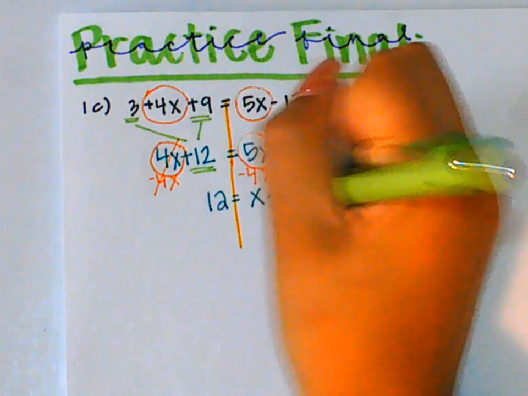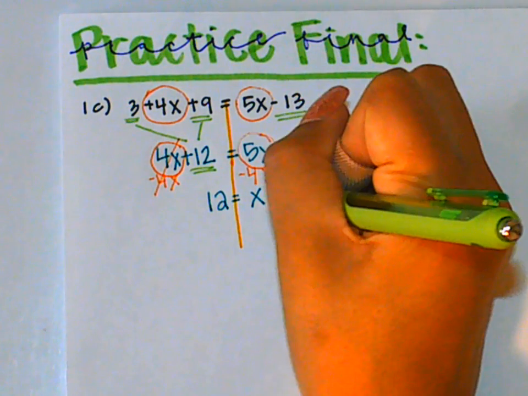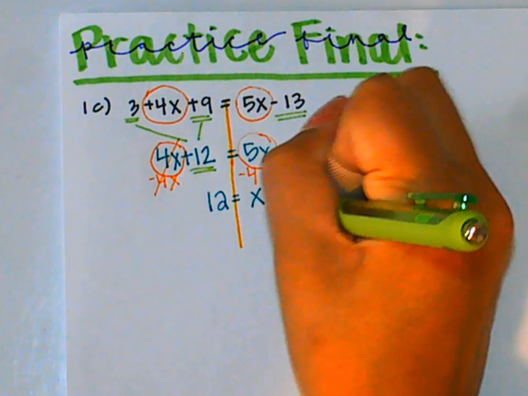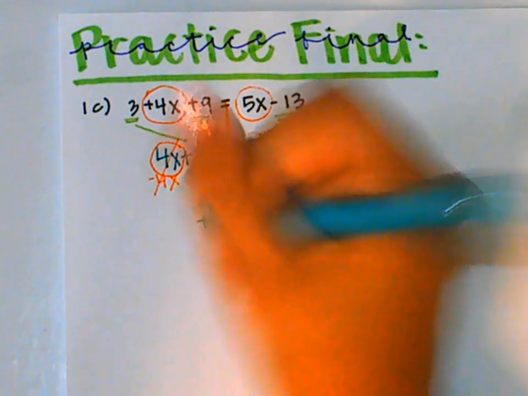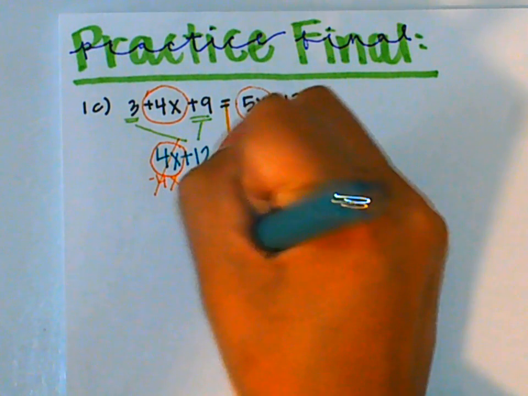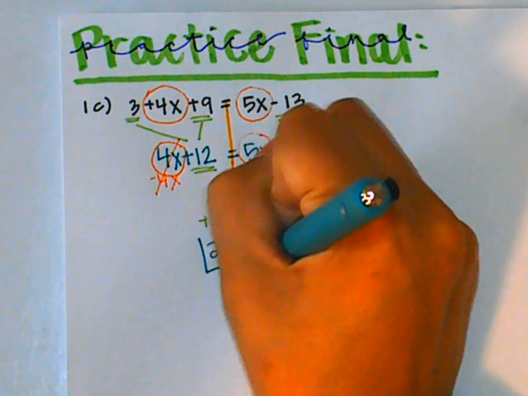Now I'm going to combine my numbers. So here I have a negative 13. I want to do the opposite, which is add. And I get 25 is equal to x as my final answer.